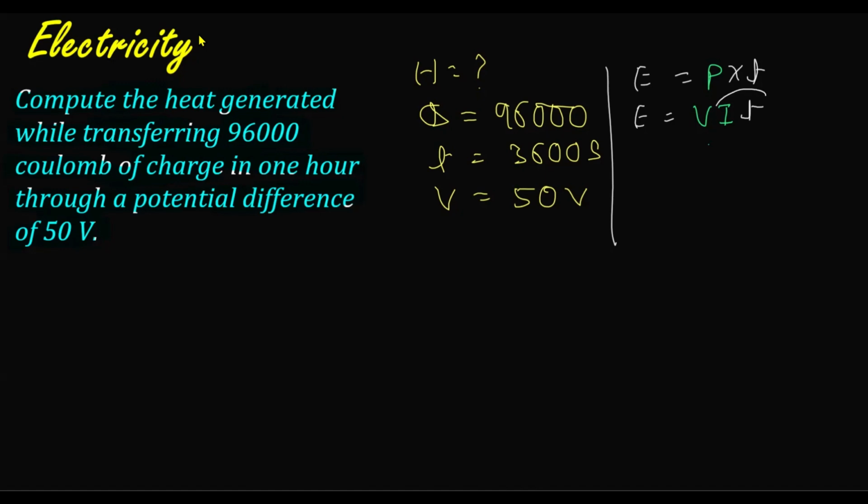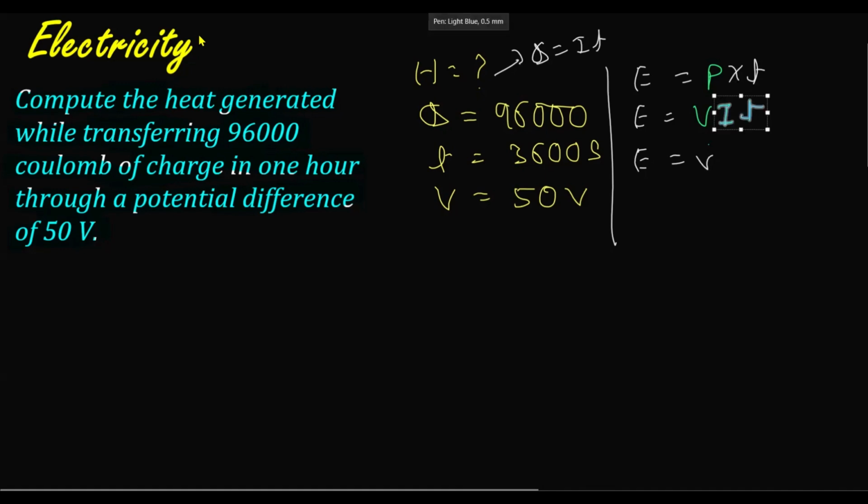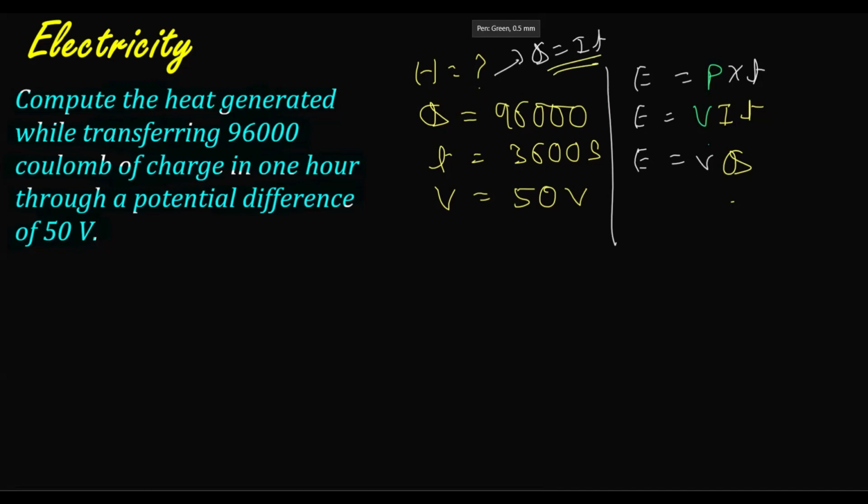Now what you can see is that IT is Q. Q is equal to IT. So energy is V, and this IT I can replace with Q, because you know that Q is equal to IT. So now we have Q and we have V. Energy you may replace with H also, because here the energy is in the form of heat. So I can say H is equal to VQ.